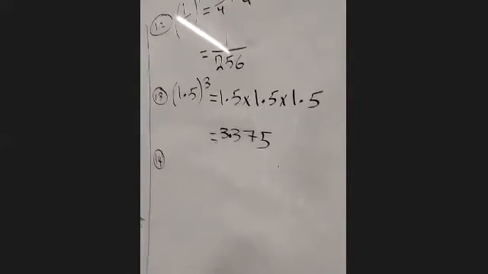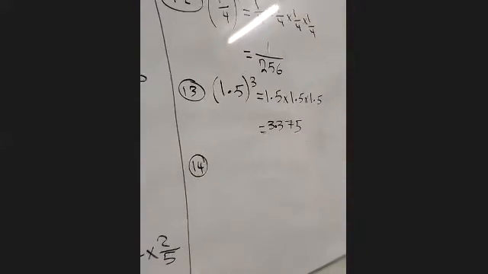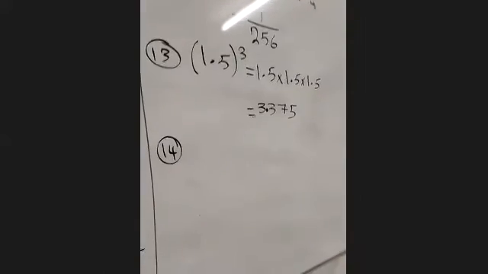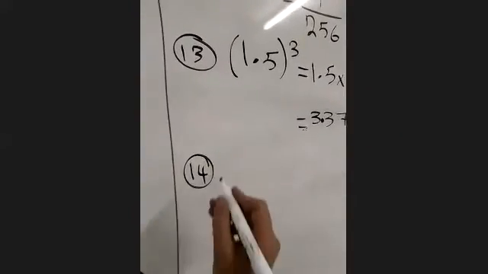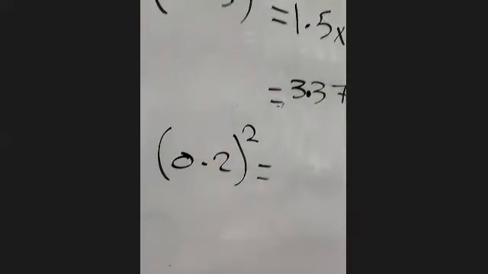Good. We are done with question 14 now. Let's go to question 14 now. And I'll choose Mohsen. Are you here, Mohsen? Okay. Yes, Mr. Yalla, Mohsen. What do we have in question 14? 0.2 to the power of 2. Excellent. 0.2 to the power of 2.